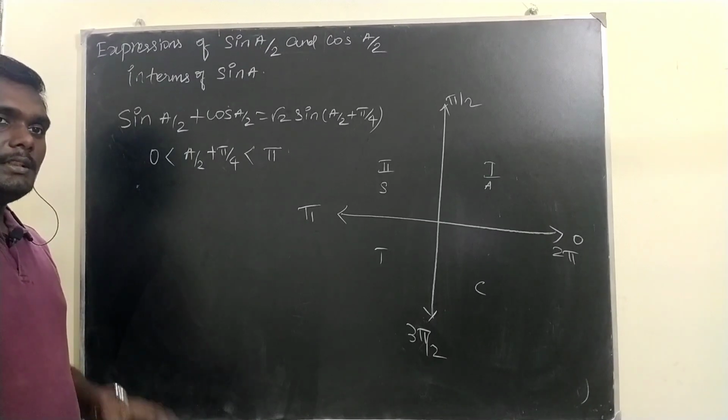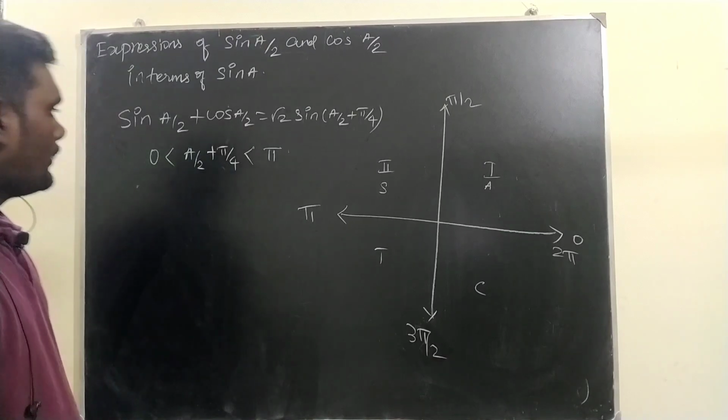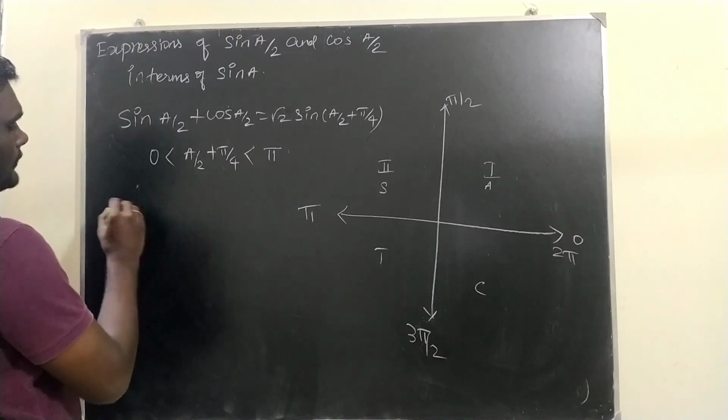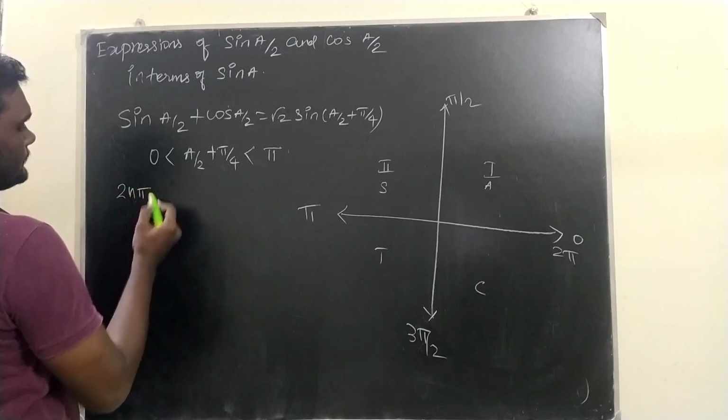We need to find out the general answer, the general solution. For that, I will be adding 2n pi on both sides.